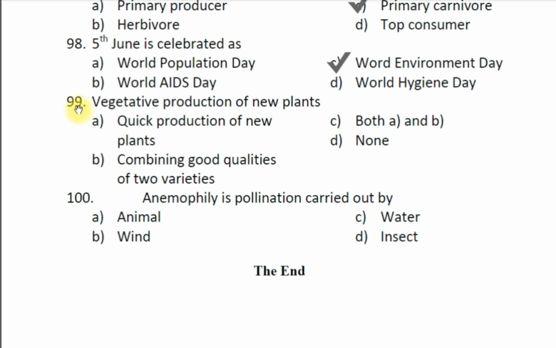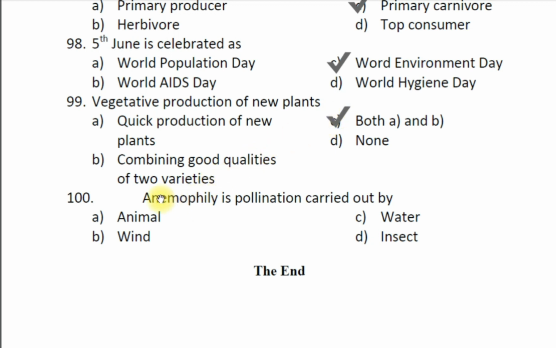Question number 99. Vegetative propagation of plants is useful for A. quick production of new plants, B. combining good qualities of two varieties, C. both A and B, D. none. The correct option is C, both A and B.